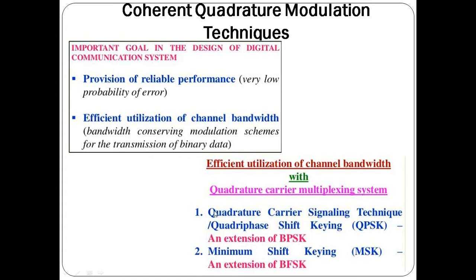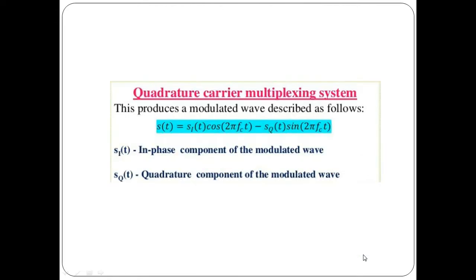So here, how are we going to improve that utilization? With quadrature carrier multiplexing. We have two types: QPSK, quadrature phase shift keying, and the second one is minimum shift keying. Like I have shown you, the BPSK extension is QPSK, and the FSK extension is nothing but MSK, minimum shift keying. So what is quadrature carrier multiplexing?